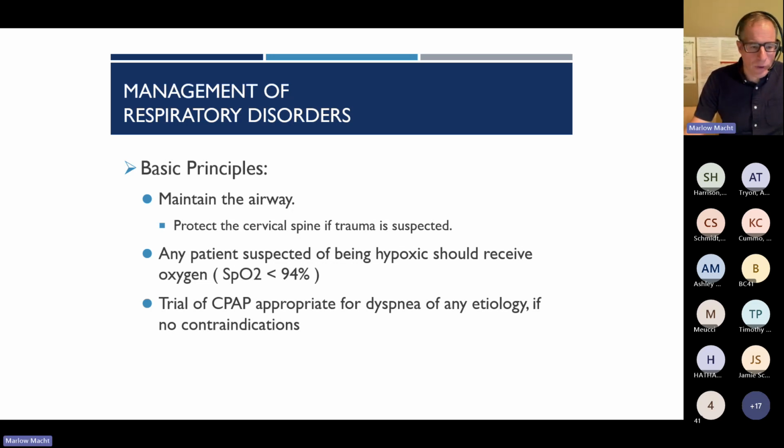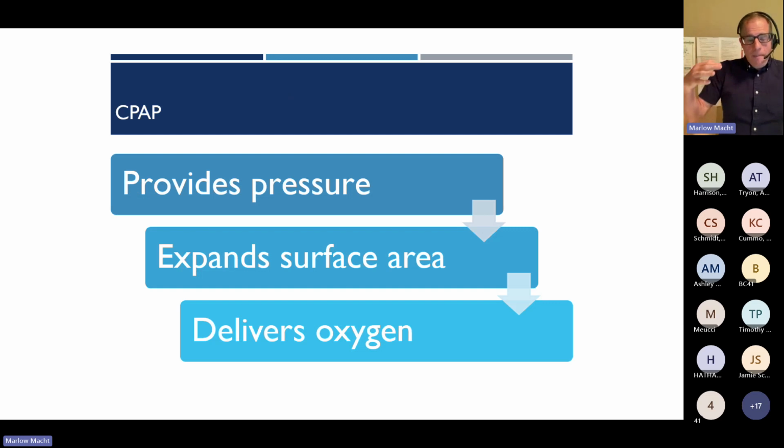Why is CPAP so helpful? So CPAP addresses everything other than the airway, everything that we need for gas exchange. It provides that pressure to create a gradient to get oxygen in. It expands the surface area by providing the pressure and stenting those airways open. And then obviously we pair it with oxygen, so it's delivering oxygen as well.